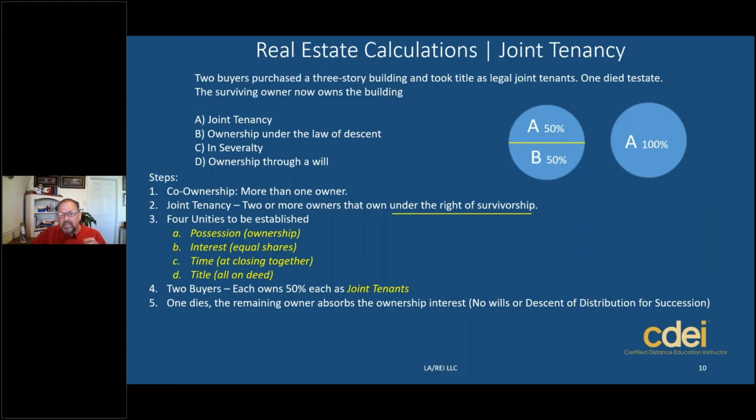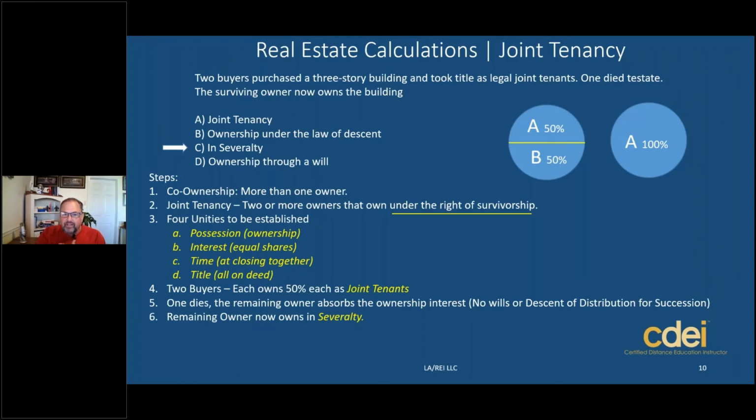Okay, now because you've only got one owner left, you got to ask yourself, is there a co-ownership that exists if B dies? The answer is no. There is no co-ownership no more. There is no joint tenancy anymore. There are no joint tenants because A now owns 100%, which is called in severalty. Okay, so answer C is the correct answer.